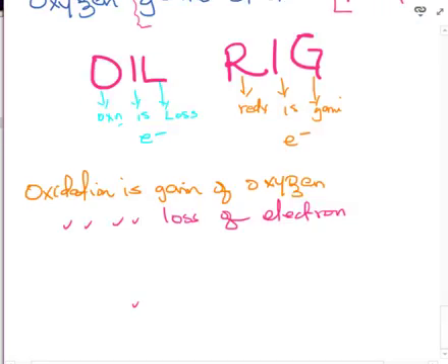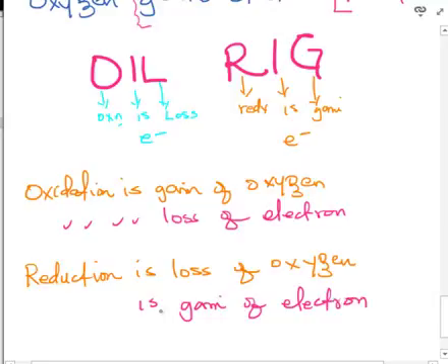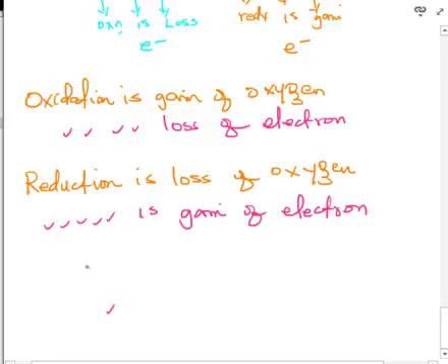So we can also say reduction is loss of oxygen, and at the same time say reduction is gain of electron. It's a gain of electron. To gain oxygen, you have to lose electron. It's very simple. For magnesium to gain oxygen, it has to lose electron.